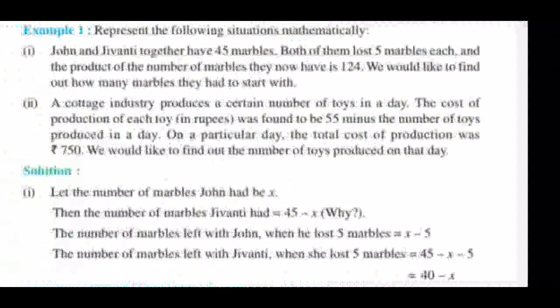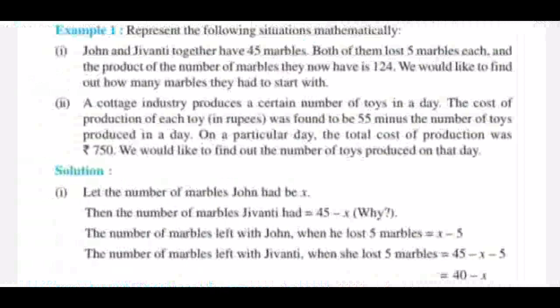Let's start. First one, represent the following situations mathematically. Mathematically means in the form of an algebraic equation. First question: John and Jeevanti together have 45 marbles. Both of them lost 5 marbles each, and the product of the number of marbles they now have is 124. We would like to find out how many marbles they had to start with.